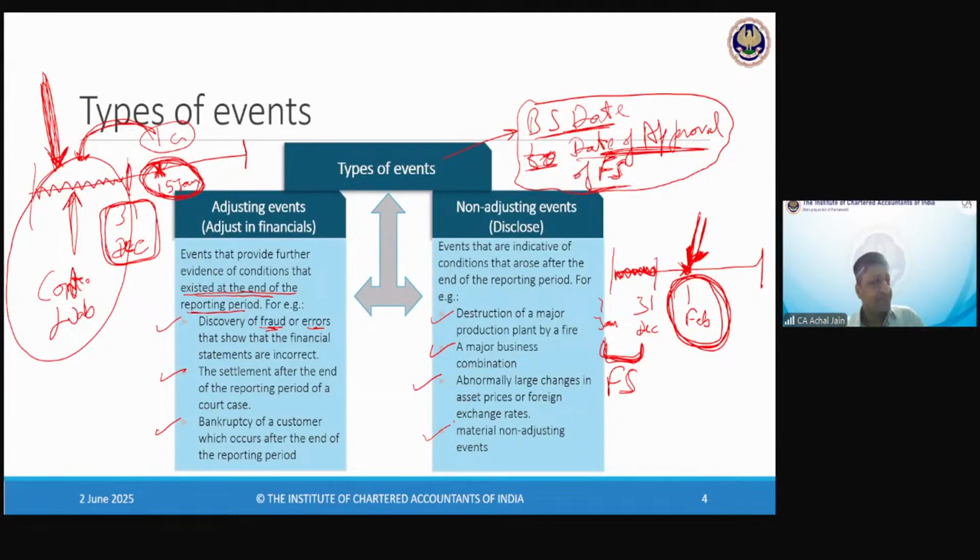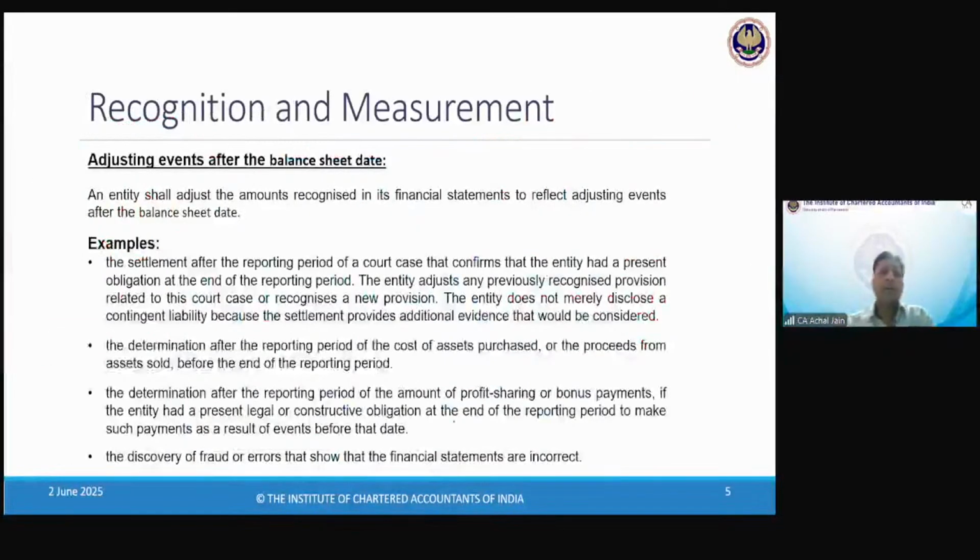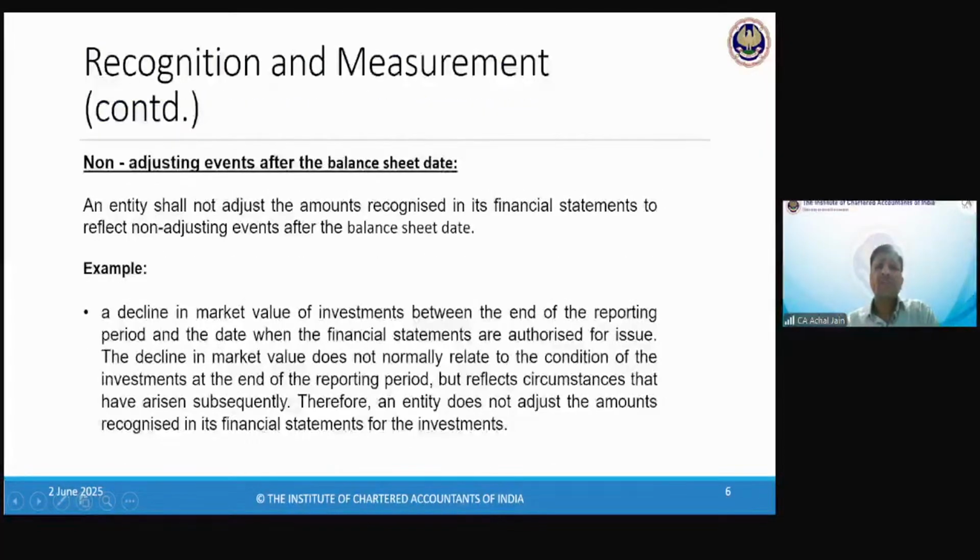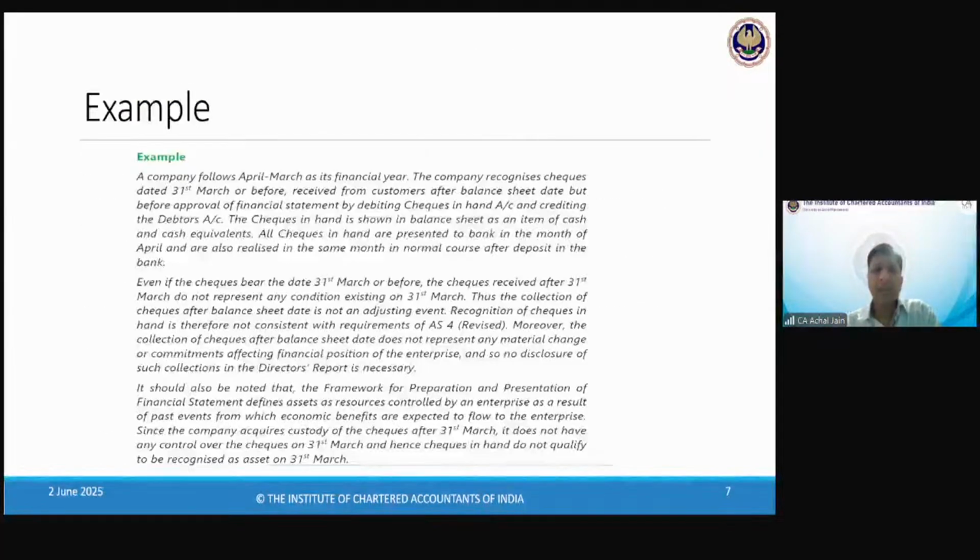All right. As regards adjusting and non-adjusting events, we have already looked at some examples. Now we'll look into some more examples and try to get into the accounting requirement also. So let's look at this example first. We are continuing on the same principle, in fact.